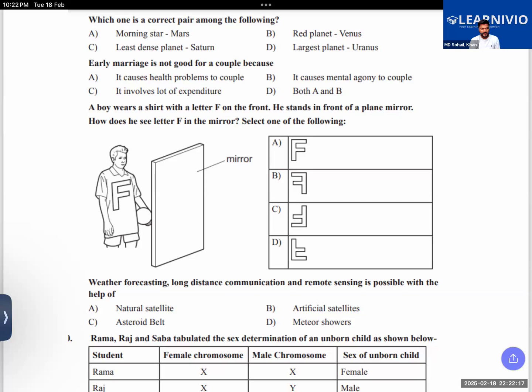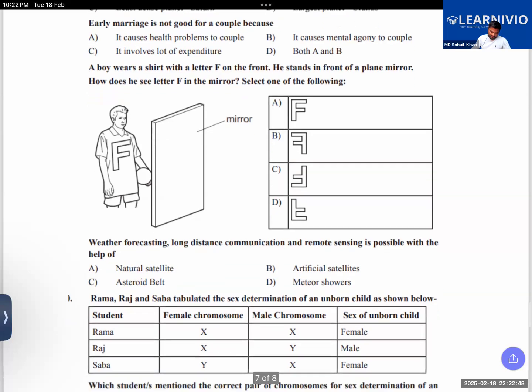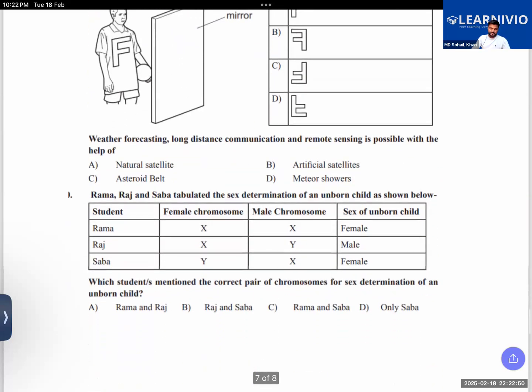Good. A boy is wearing a shirt with the letter F on the front. He stands in front of a plain mirror. How does he see letter F in the mirror? Lateral inversion is going to happen here. B. That is B. Very good. Okay. Now question number 1.